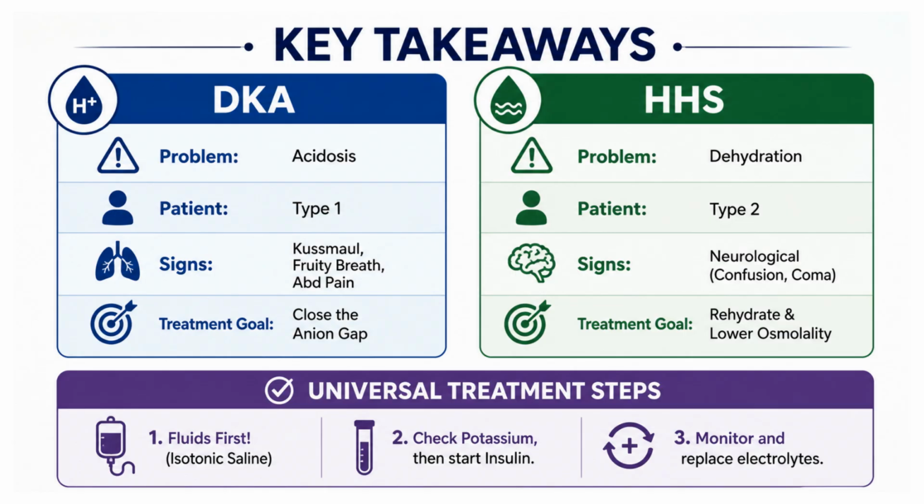Let's summarize. DKA is a problem of acidosis, typically in type 1 diabetics, presenting with Kussmaul breathing and abdominal pain. The goal is to close the anion gap. HHS is a problem of dehydration, typically in type 2 diabetics, presenting with neurological symptoms. The goal is to safely rehydrate. For both, the universal treatment steps are fluids first, then check potassium, then start the insulin drip.